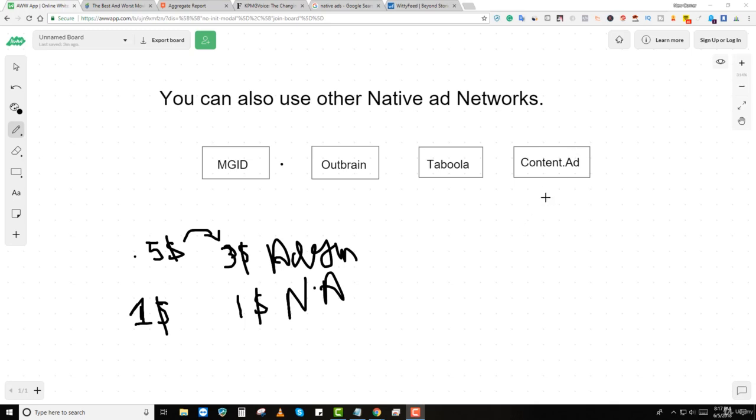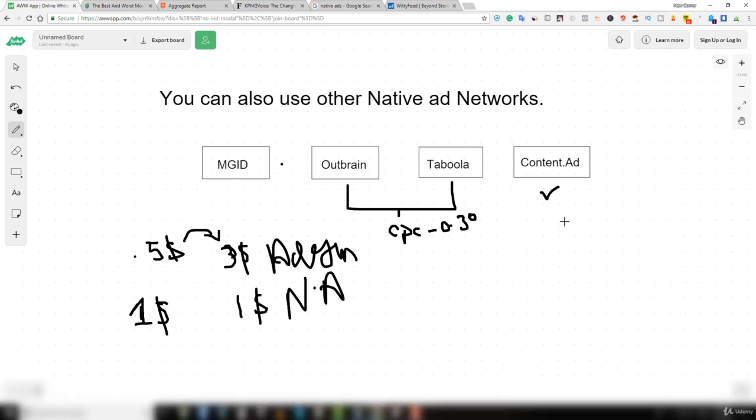Content.ad is highly suggested, because when you're just getting started, you're not going to get accepted in these two networks. These are the networks which pay higher money. They're like AdSense. They're going to pay you per click, CPC. So let's say they're paying 20 to 30 cents per click. But Content.ad or Mjet are not going to pay that much, though Content.ad pays pretty well compared to Mjet.